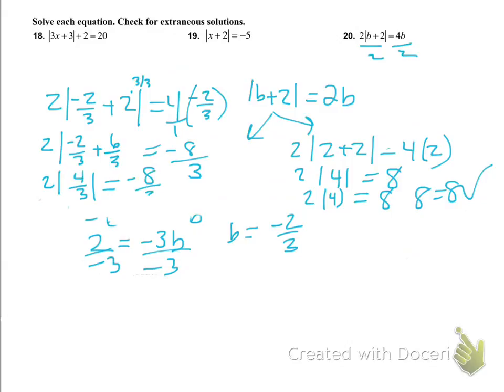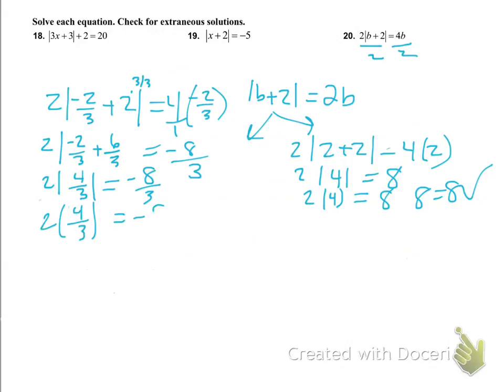Absolute value of that is positive, so we're going to be multiplying. So when we do it, we multiply across. So 2 over 1, I got 8 over 3. So that one did not work.